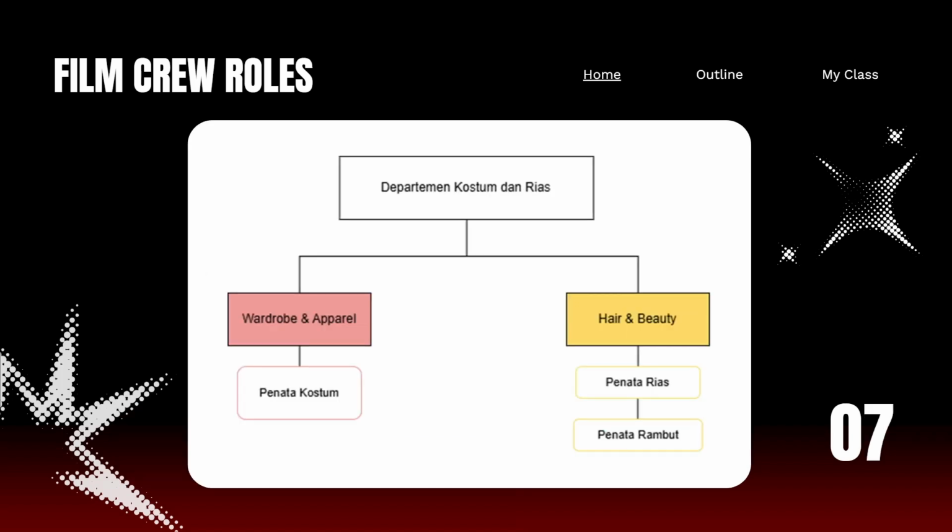Next, we have the costume and makeup department. They ensure the character appearance fits the story. First, we have the costume designer. They design and select the clothing based on the character personality and the story needs. Next, we have the makeup artist. They apply makeup to the actors according to the requirements of the scene and characters. Next, we have the hairstylist. They style the character's hair to match the character's look.